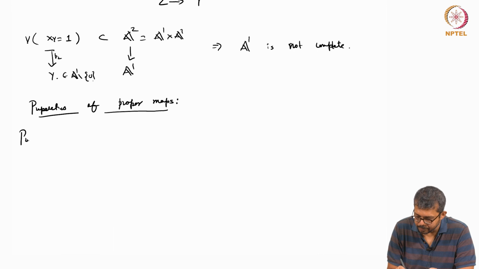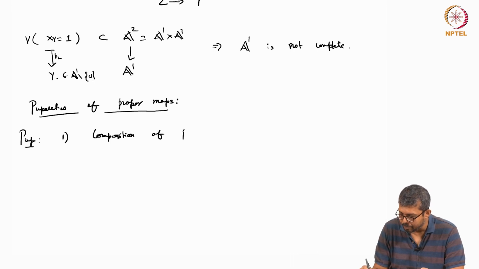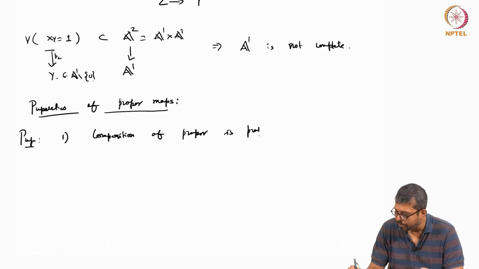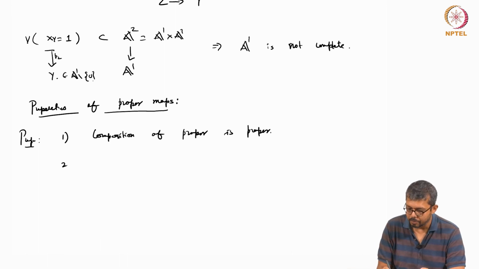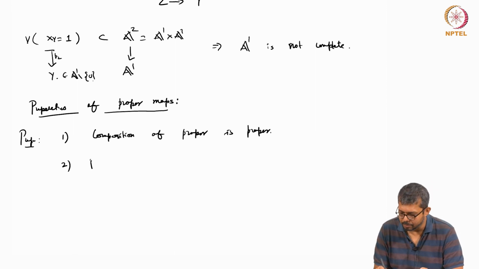So proposition: composition of proper is proper. So there are always two things. Whenever you have some morphism, you can talk about either composition and the base change. So this is base change of proper is proper.